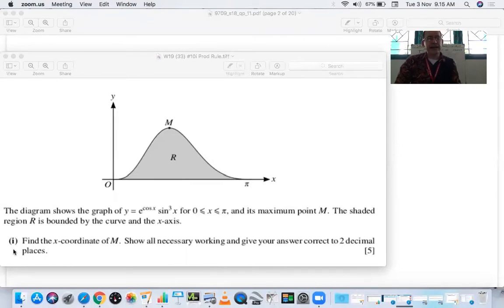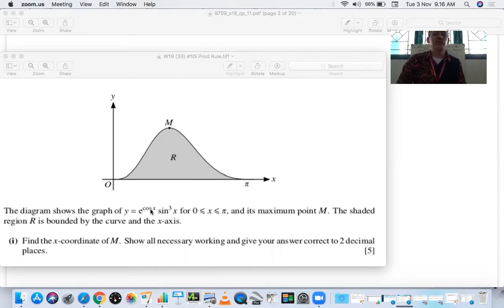So for this part I is the part that we want to focus on. It says find the x-coordinate of M, show all necessary working, and give your answer correct to 2 decimal places. So here we have this product, and we need to find the x-coordinate of M, which is said to be a maximum point. So if you remember from Pure Maths 1, the maximum point is also known as a stationary point. And to find minimum or maximum, you take the first derivative and you set it equal to 0, and then you can solve for those minimum and maximum points.